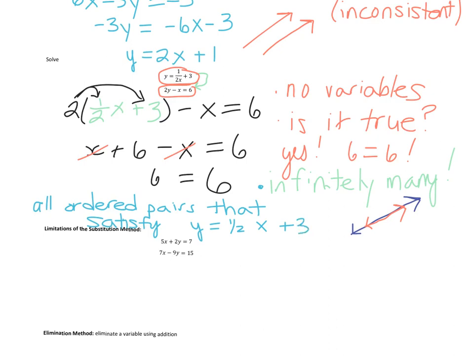Okay, so whenever we don't have variables, it's either going to be no solution or infinitely many solutions. And it all depends on whether or not the numbers are a true statement.